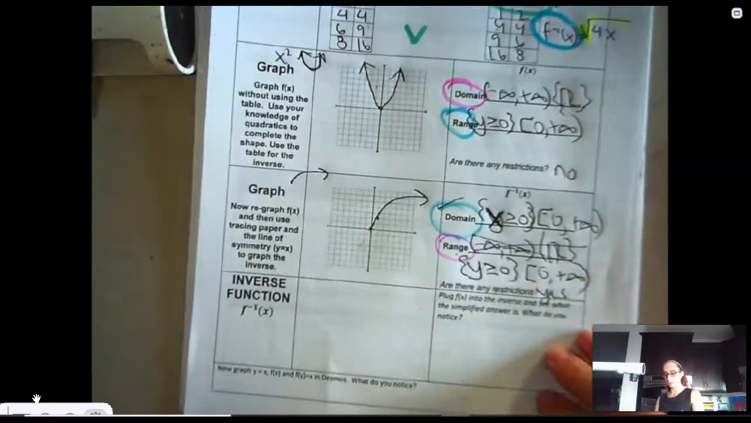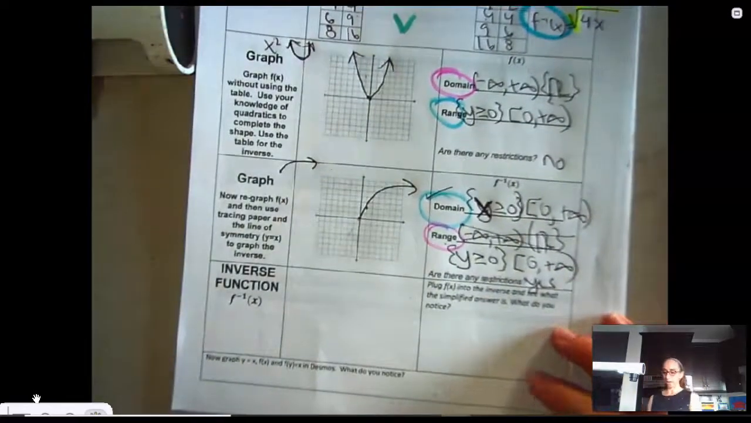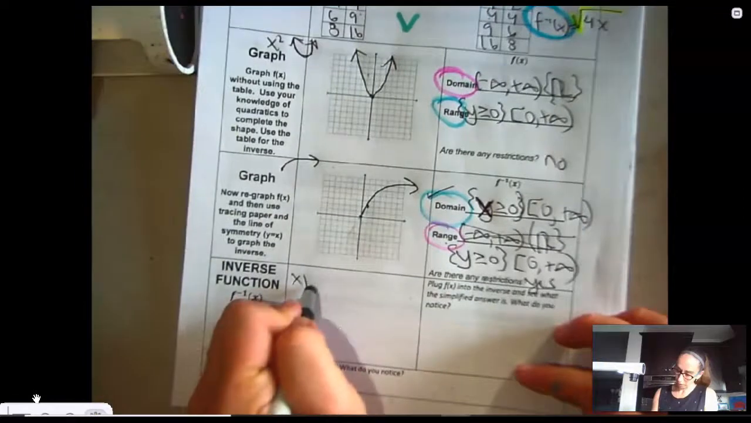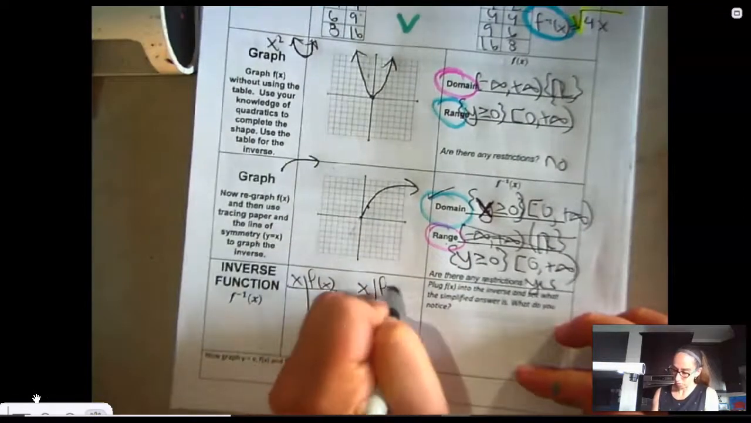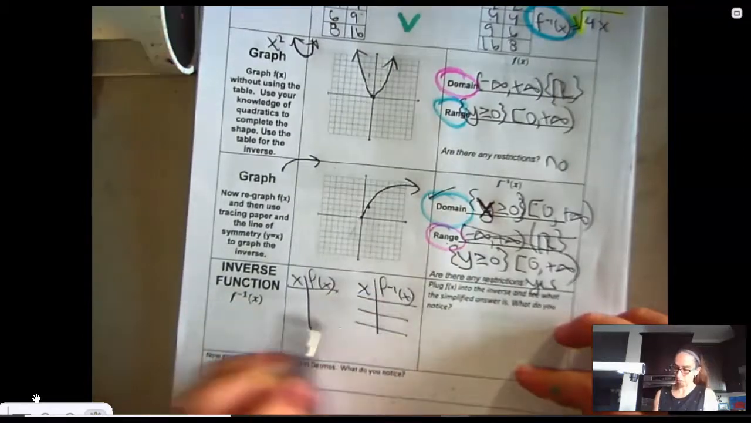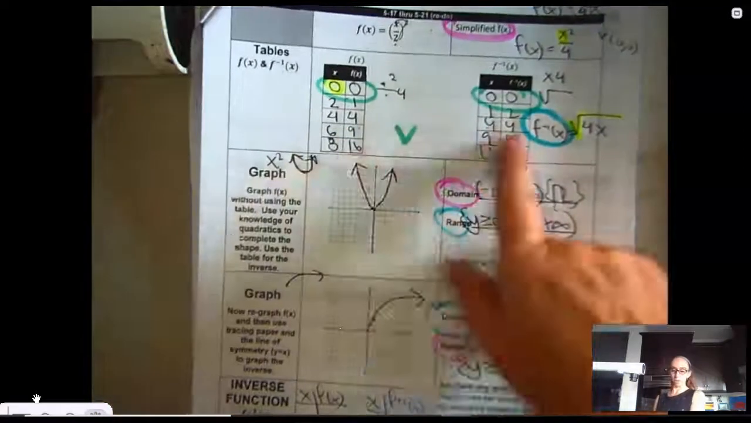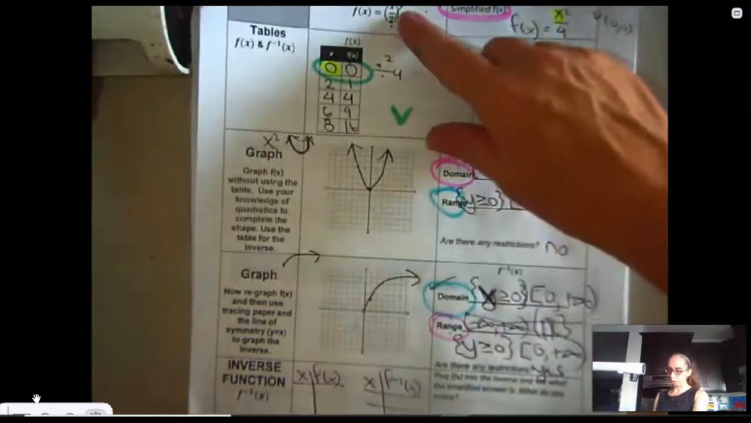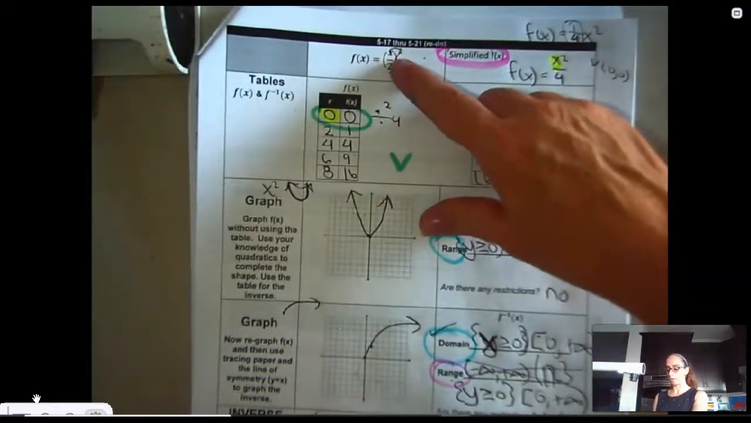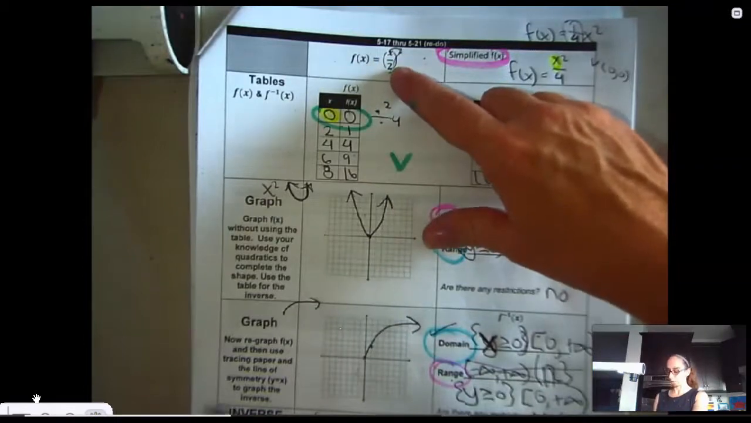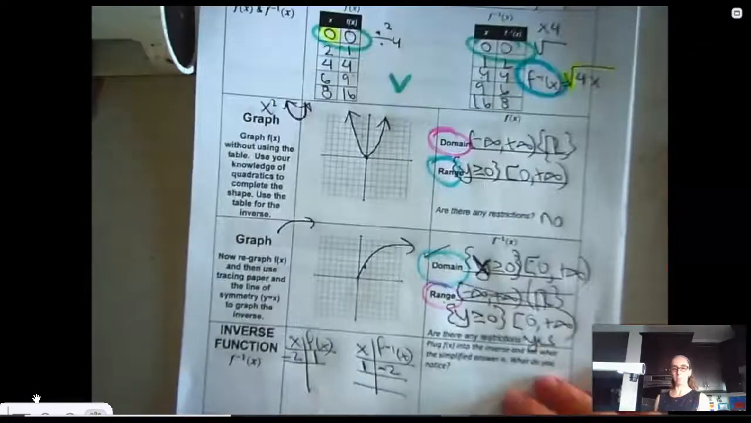Oh, okay. So they want to know, is there anything when you put in the original that you can't put in the new? Okay. Well, we said those were okay. Well, what if I put -2 into this original? -2 divided by 2 is -1, squared is 1. So I should be able to go 1, -2, right?